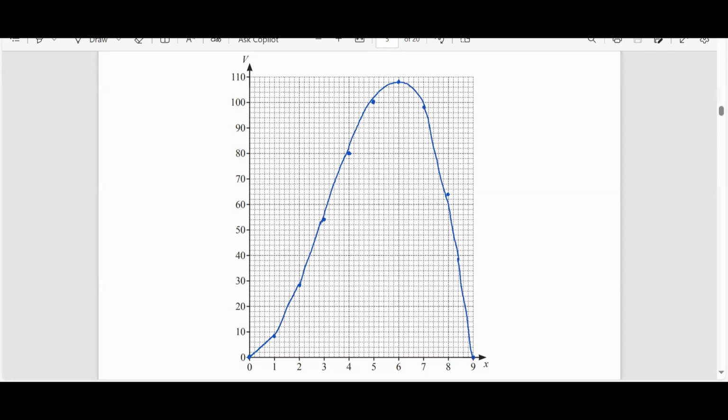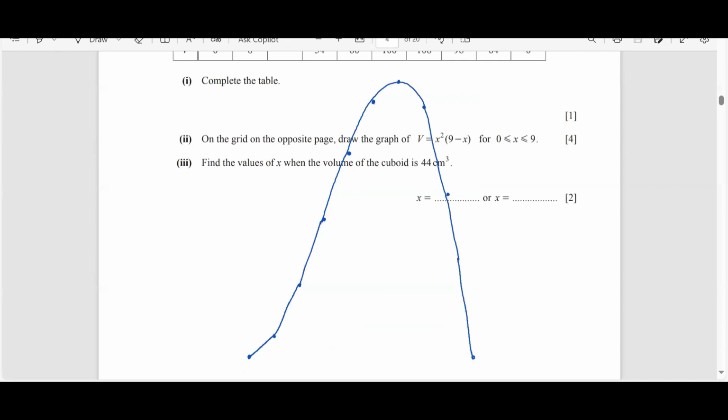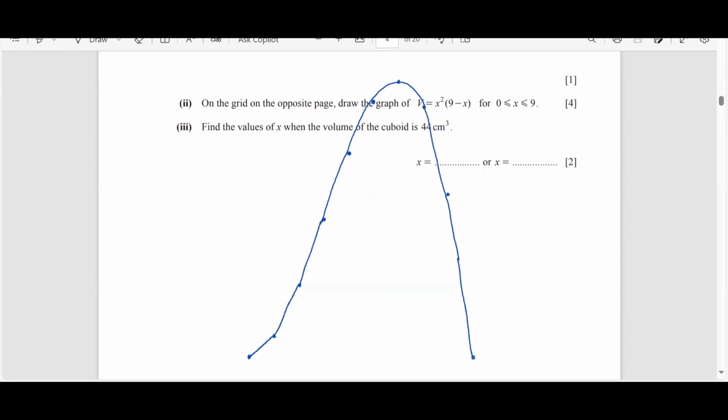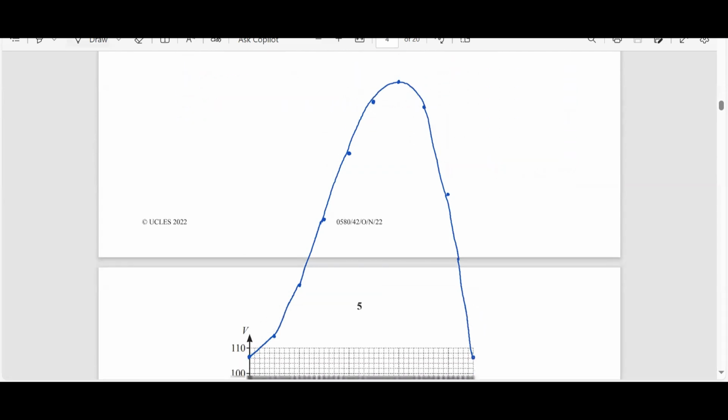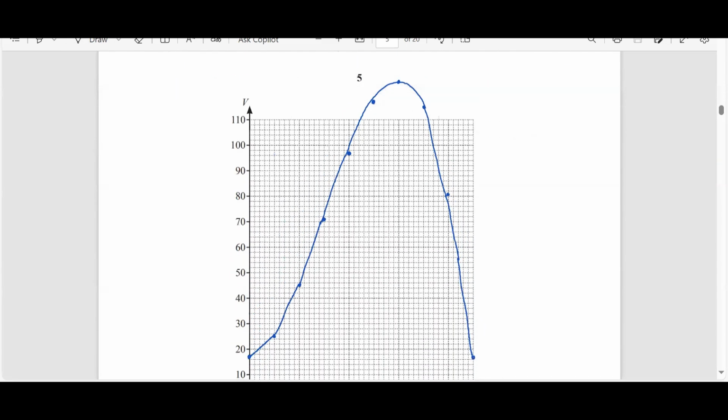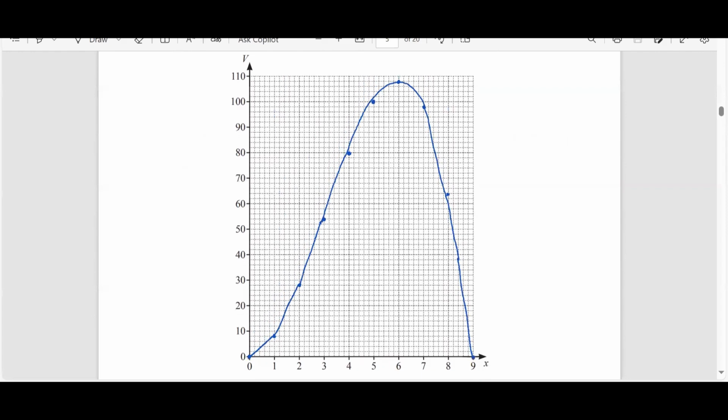Now let's see what the third one is. Find the value of x when the volume of the cuboid is 44 centimeter cube. You can see that we will be getting two values of x. So come back to this graph. The volume of the cuboid is 44. So that means volume is over here. So 40, 42, 44. At this particular point, we just have to draw a horizontal line passing through that point.